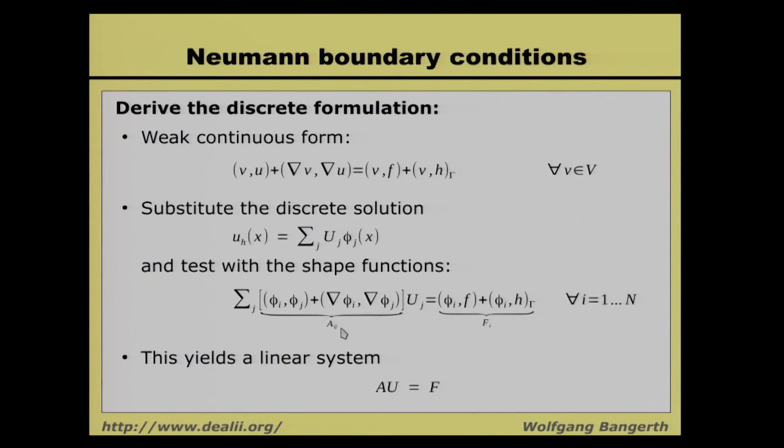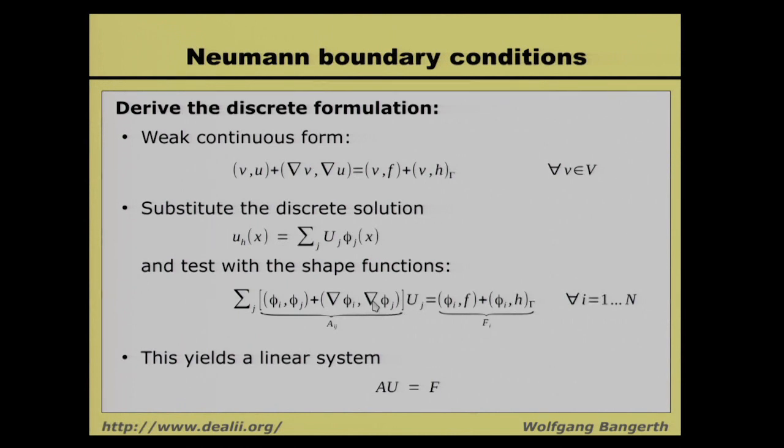That's going to be my matrix A_ij times the coefficients u_j, and on the right-hand side I have phi_i times f plus phi_i times h on the boundary. Okay, so that's a boundary integral here, and that's what I'm going to call F_i. So that's the usual linear system.